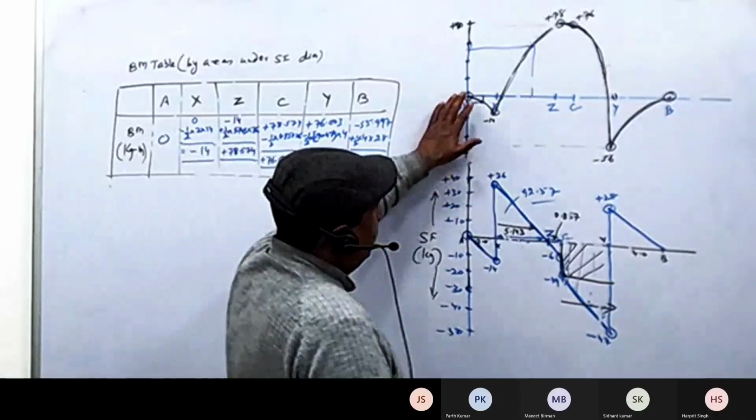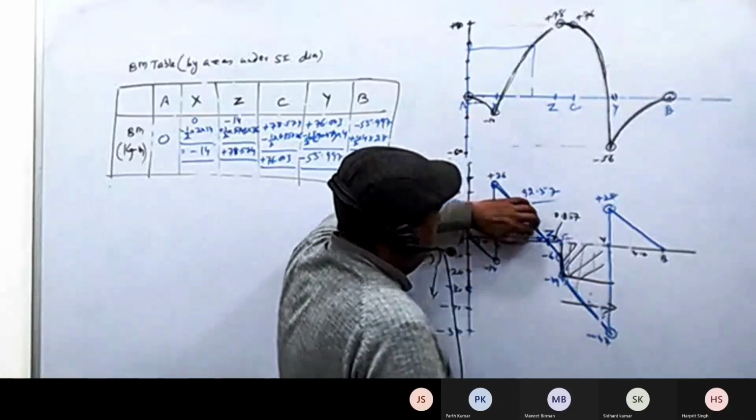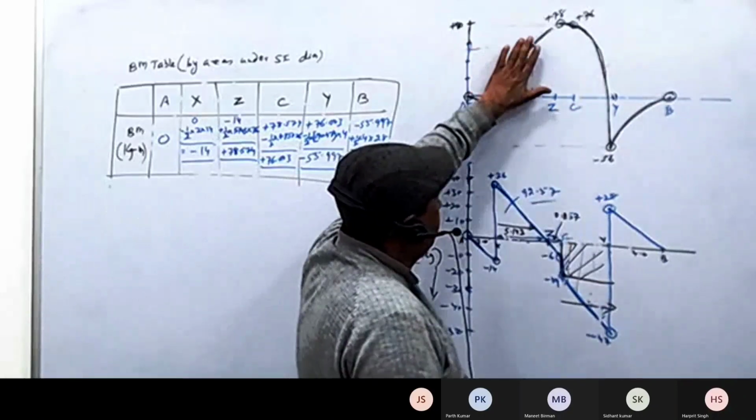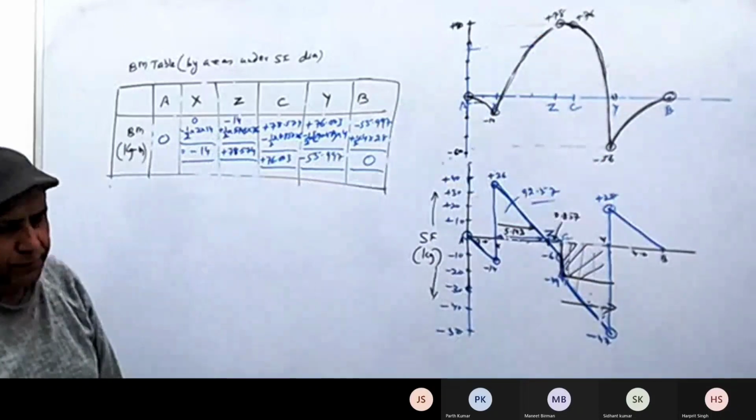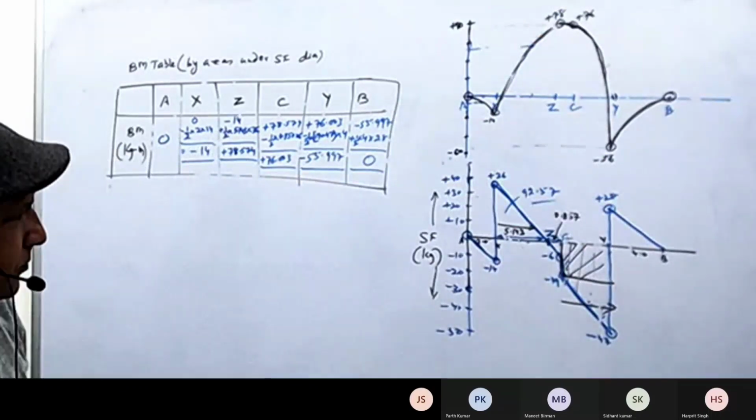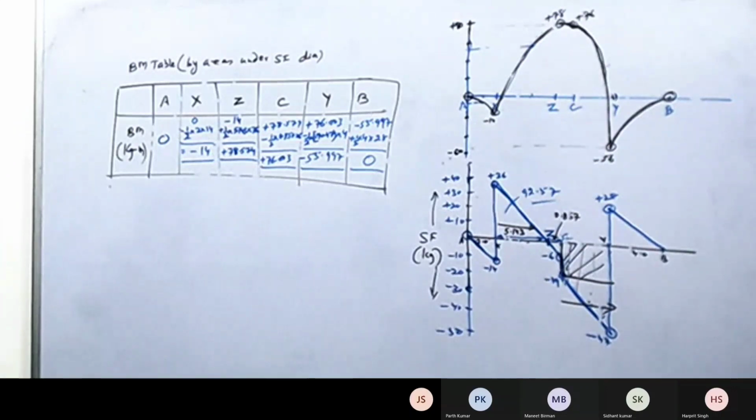But whatever shape I have given, without even calculating the 75% and 25% ratios, this shape would be nearly the correct shape. Is that clear, beta? Yes sir. So this is your BM diagram.